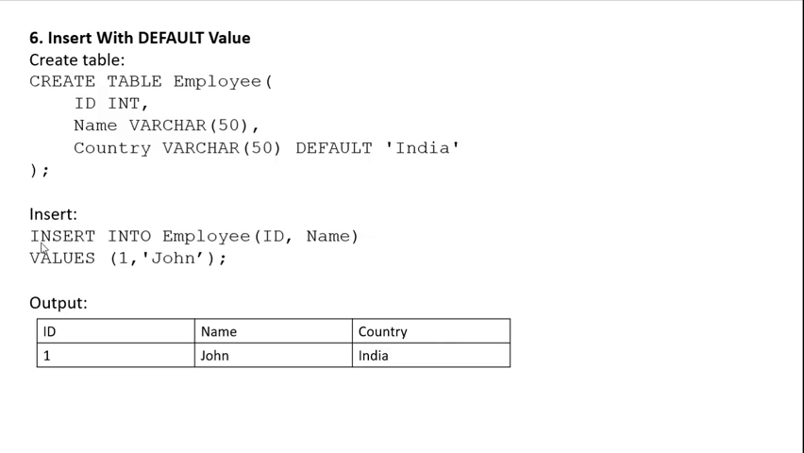And the insert query: insert into the table employee, with columns id, name, and values id is 1 and name is John. This employee table has 3 columns, so the country's data is not given, so the default is selected, India. Let's check the output: the id, name, and country are given, with id 1, name John, and the country value defaults to India.